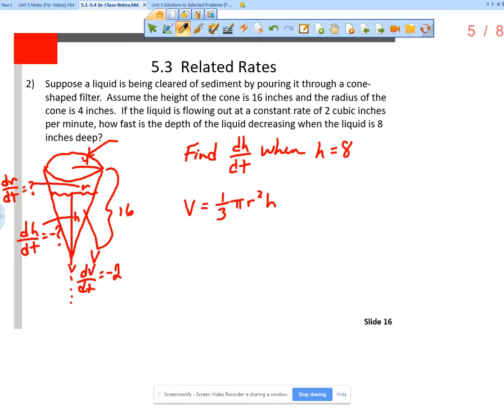Now what I want you to think about is, the next step is going to be to differentiate with respect to time.